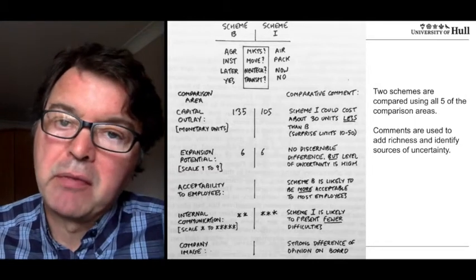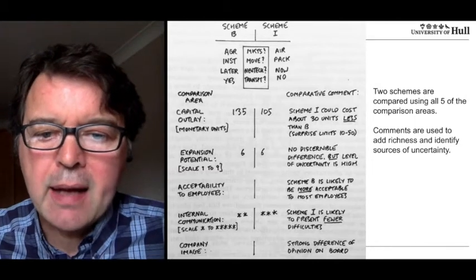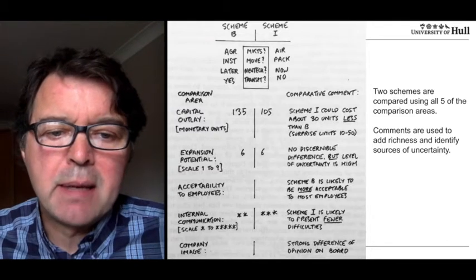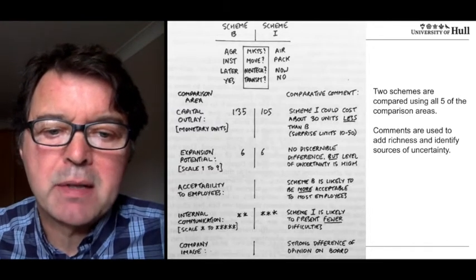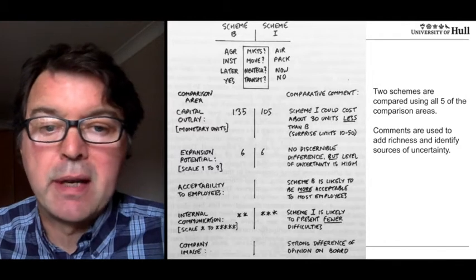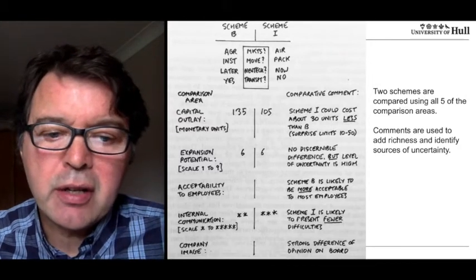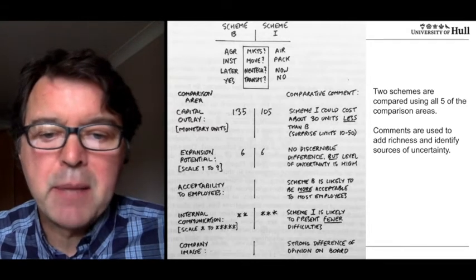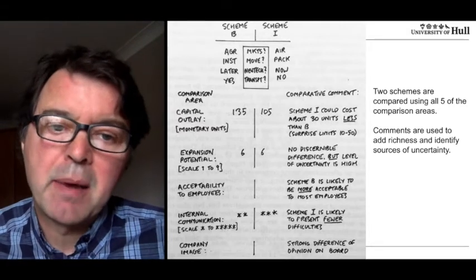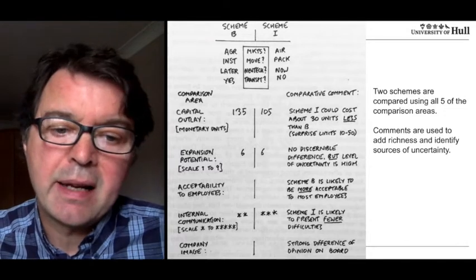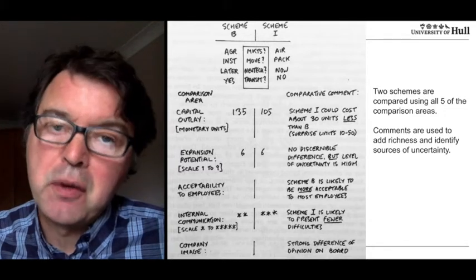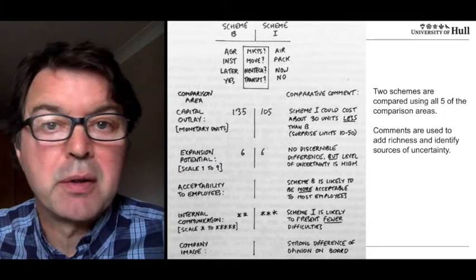That's our judgment. Acceptability to employees, scheme B is likely to be more acceptable to most employees. That's our judgment. Internal communication, scheme B gets 2 stars, scheme I gets 3 stars, so scheme I is likely to present fewer difficulties in terms of internal communication.